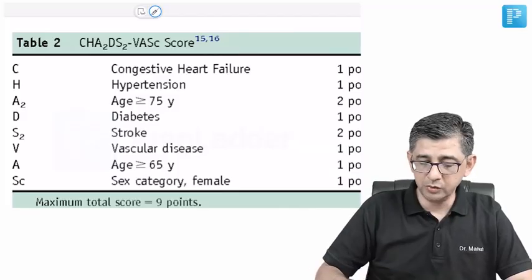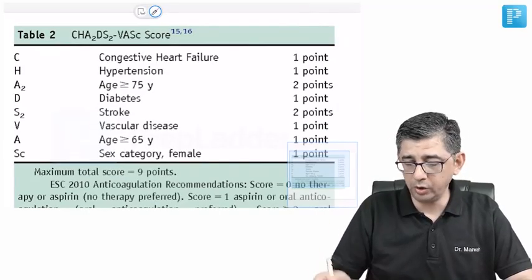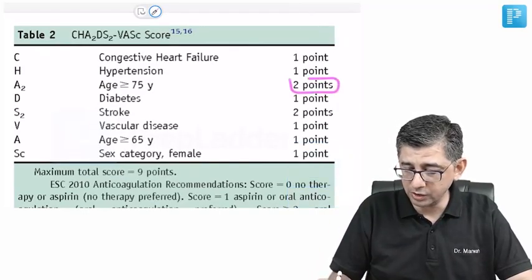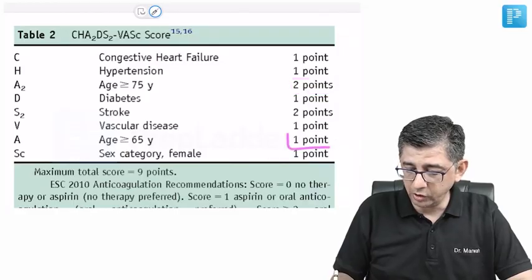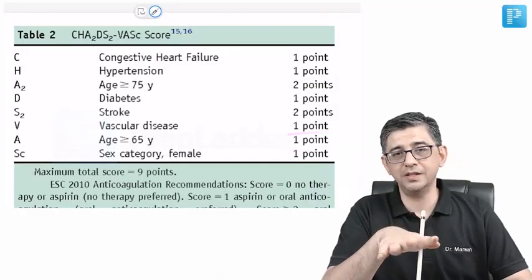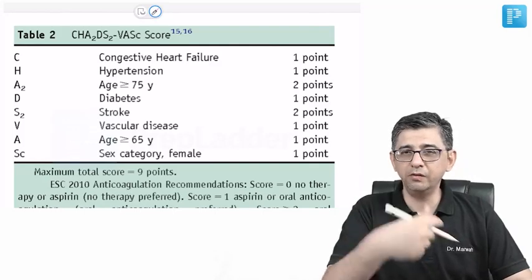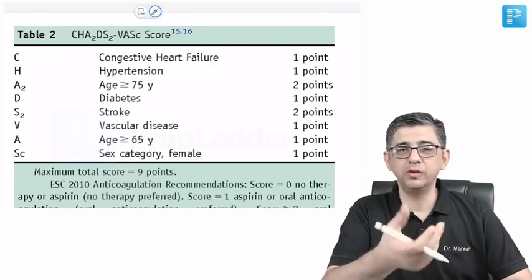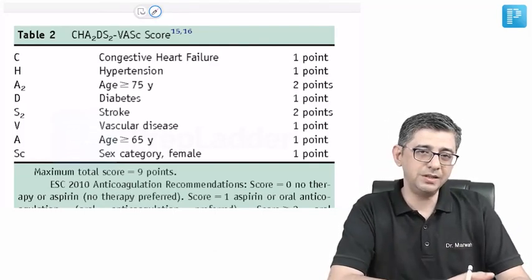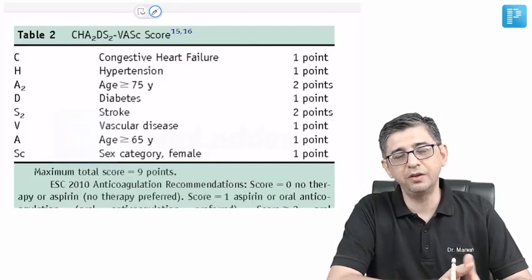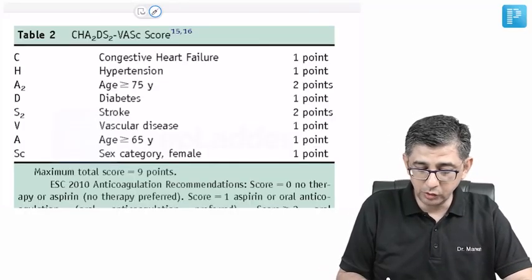If the age of the patient is more than 75, we give more points, and you don't need to remember how many points we put in. That is just to make you more comfortable, because age comes twice in this classification. So if the patient is older, we give a higher number of points. If the age of the patient is relatively lower, I'll give a relatively lower number of points. And then the gender is also to be considered.